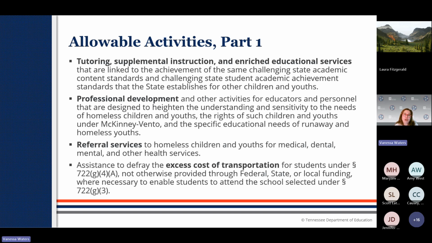And then remembering that the point of transportation is to defray the excess cost of transportation, right? So if you're having to reroute your yellow school bus and rerouting is adding some additional transportation costs, then that is where you will pay that difference for that student. If there's no additional cost to what already is being charged for each student to transport them on the traditional yellow school bus, then there's no excess cost and you can't be using McKinney-Vento funds for that.